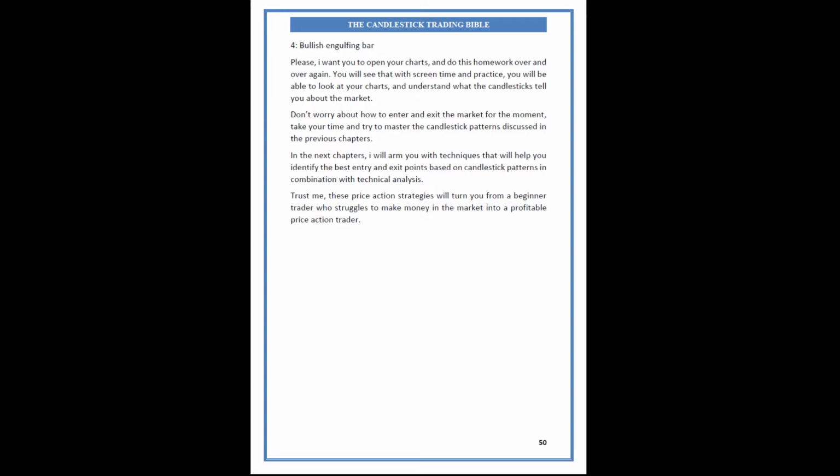In the next chapters, I will arm you with techniques that will help you identify the best entry and exit points based on candlestick patterns in combination with technical analysis. Trust me, these price action strategies will turn you from a beginner trader who struggles to make money in the market into a profitable price action trader.